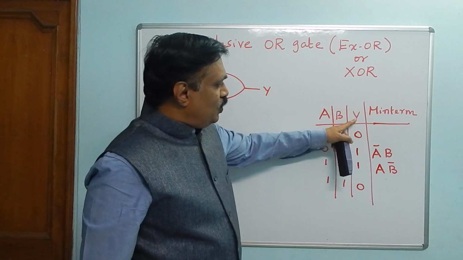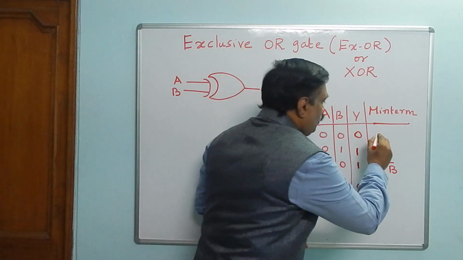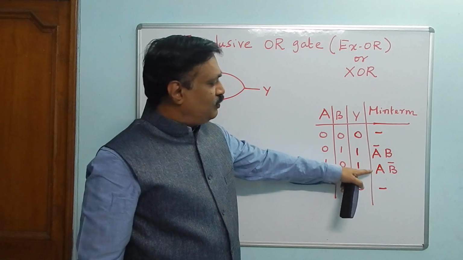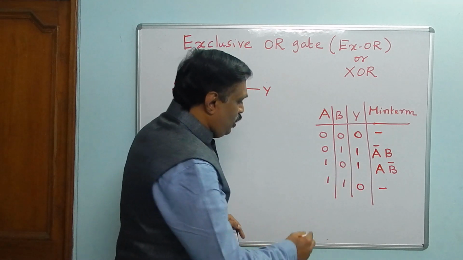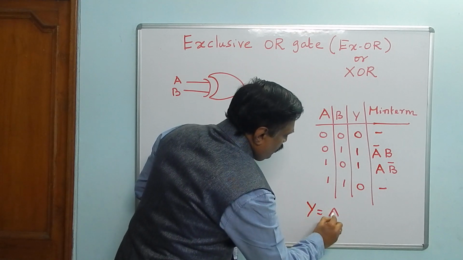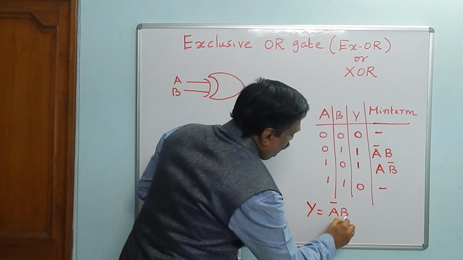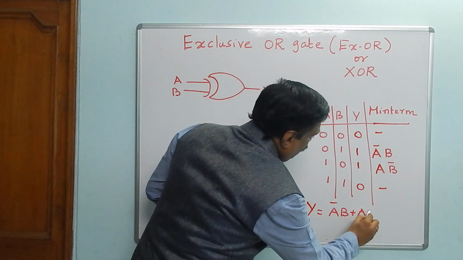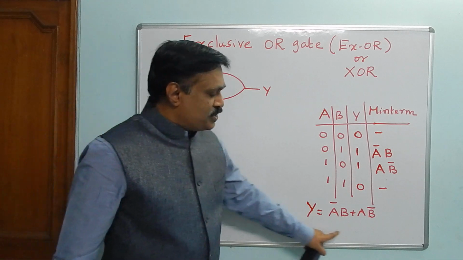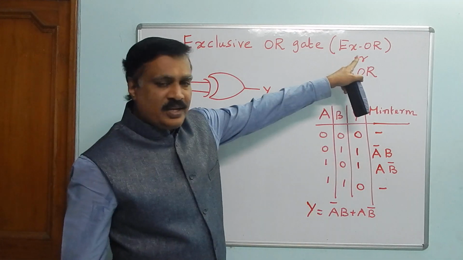Now for this Y output, we have 2 min terms, because we write min terms for the 1s only. Now the expression for this is Y equals A bar B plus A B bar. This is the equation for the XOR gate.